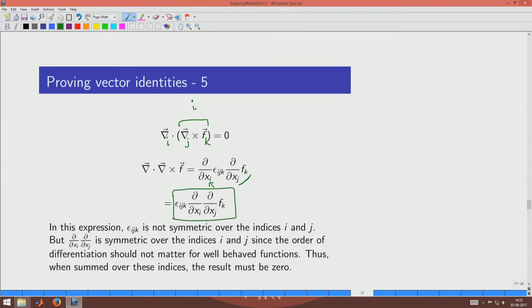Now, immediately we see that in this term we have got the same symmetry argument. i and j are basically acting on f, and so for each component of f vector, if each component is a well behaved function, then the differentiation order does not matter. So, this part is then symmetric over i and j, and you can see that this part is of course asymmetric, and then you can immediately see that this must go to 0. So, this is how you could then prove that this identity will take you to 0.